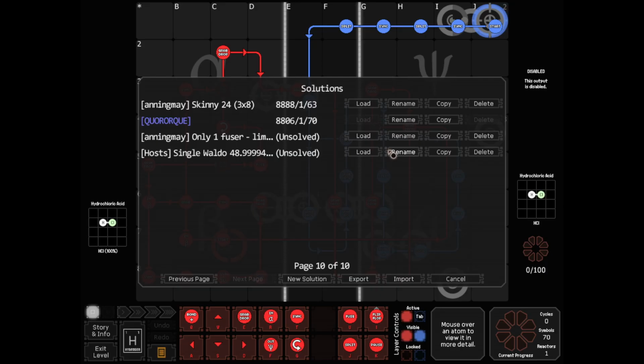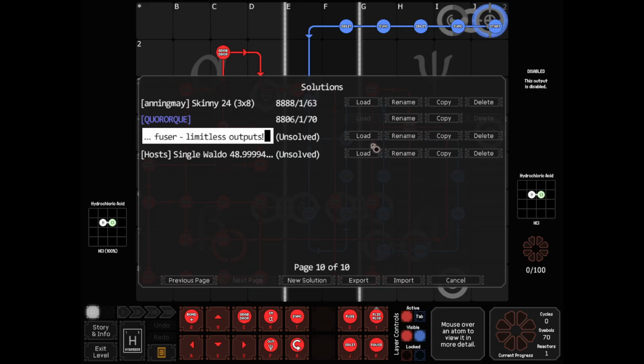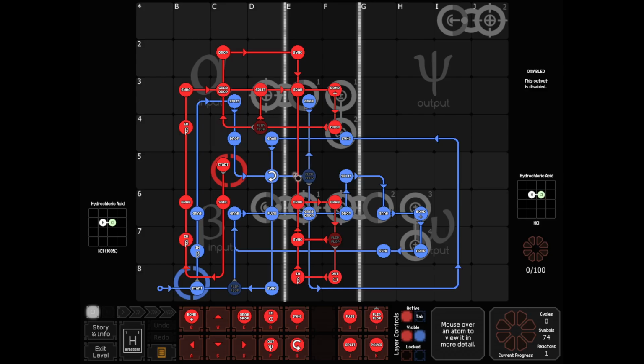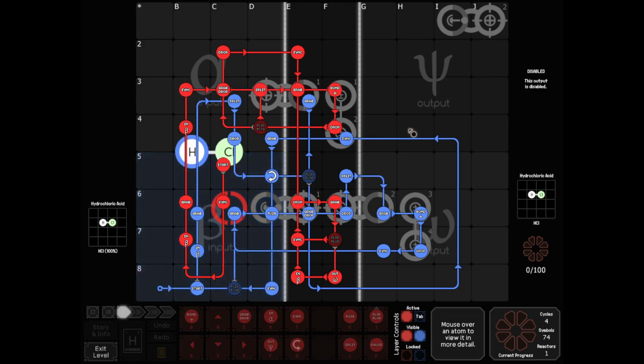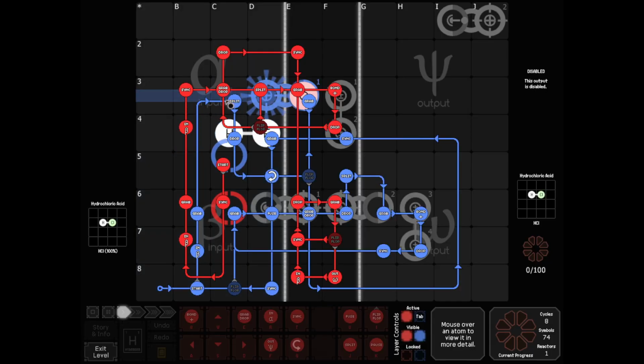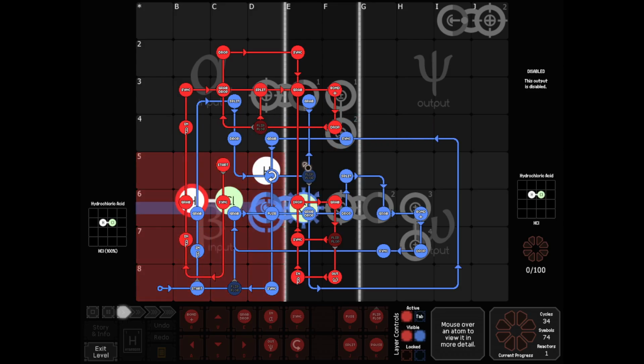So also Enigme has only 1 fuser, limitless outputs, and this one is slightly more rectangle size optimized, I think, or at least more concentrated. Unfortunately, there's a small tail at A8. Yeah, that doesn't seem all that necessary, to be honest, but whatever.